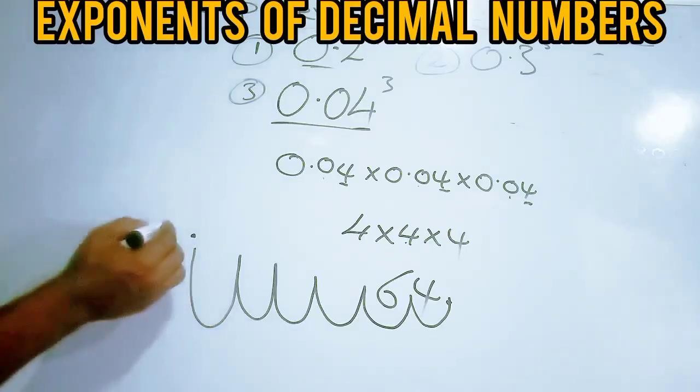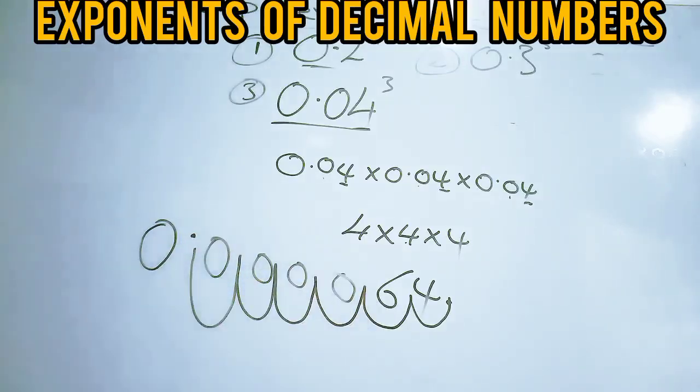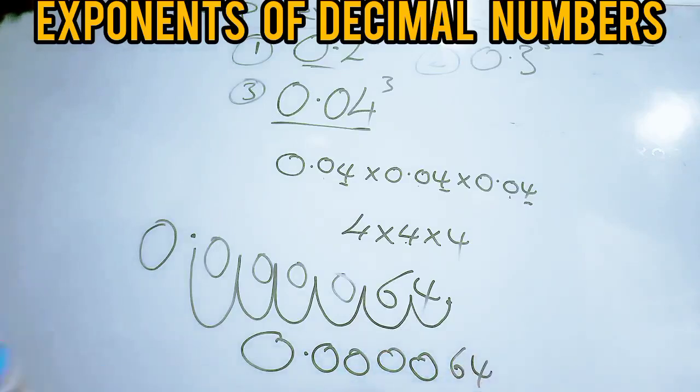My decimal point is going to be here. Now put 0 here, 0 here, 0 here, 0 here, and 0 here. So when you have this, it means your final answer is 0.000064. Okay, so 0.04 exponent 3 will give us 0.000064.